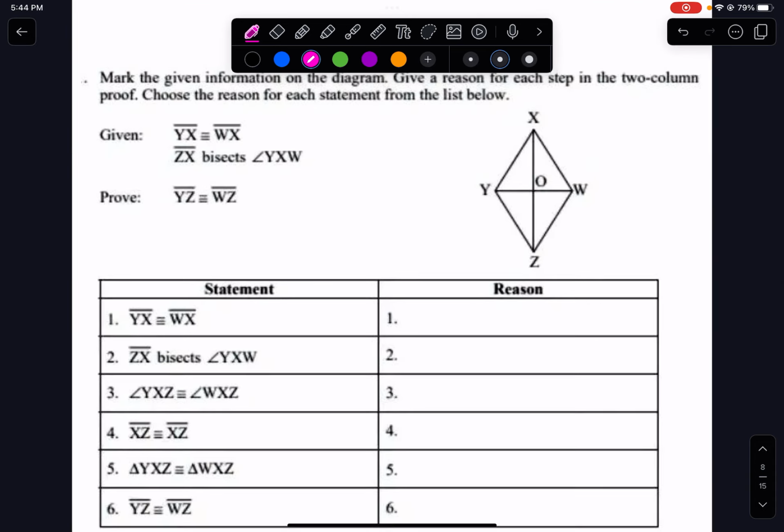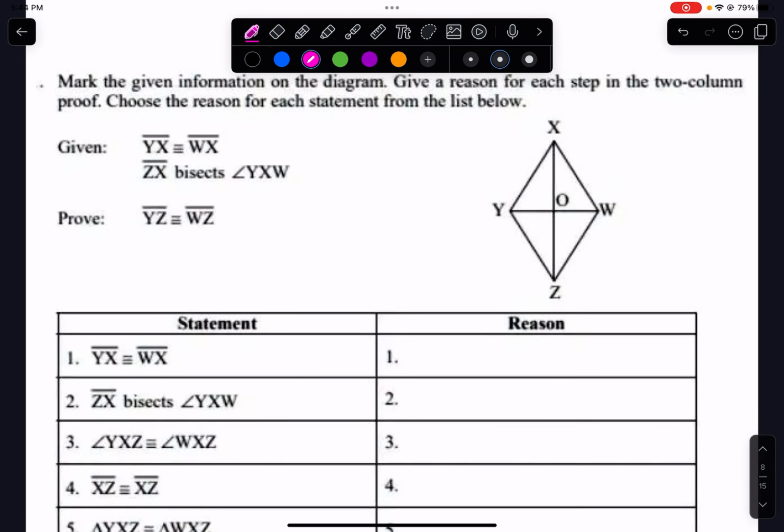So now I'm giving you the backwards. So I am giving you that XY and XW, or YX and WX, are congruent. So first thing you should do is mark it on your diagram. So YX is right here. So this guy is congruent to WX, this guy. We then know that ZX bisects the angle YXW. So ZX is cutting this angle into 2.